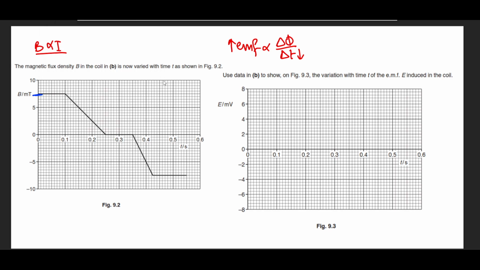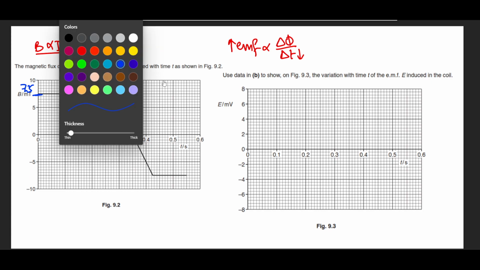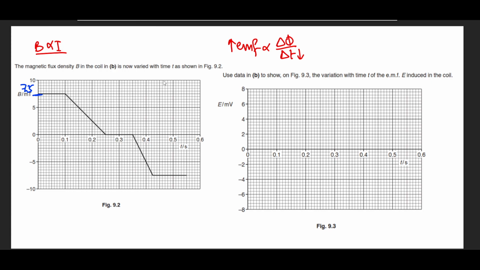The EMF actually changes from 7.5. First, it is constant. Okay, the magnetic field is not changing. If the magnetic field is not changing, the EMF will not be induced. So up to 0.1, there will be a flat line. And in every region where there is actually no change in magnetic field, there will be a straight line. So I'm drawing this roughly. You can count the number of boxes and do this precisely.